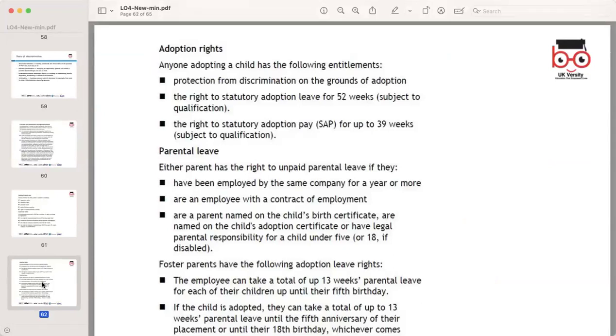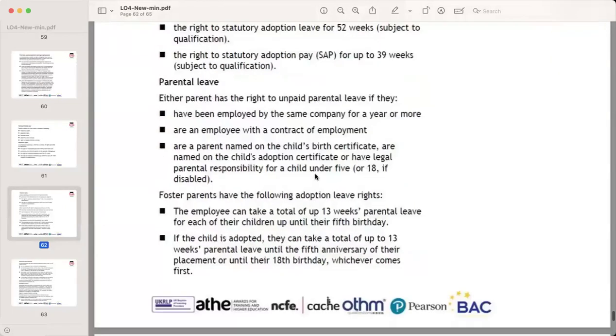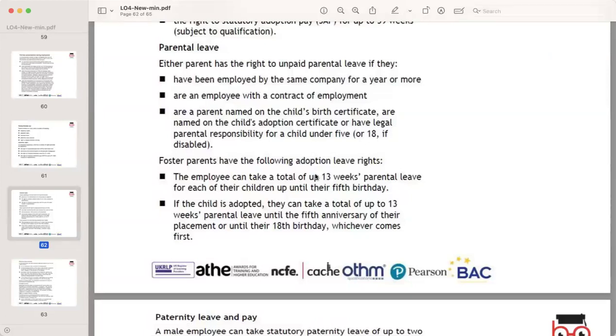Adoption rights for individuals adopting a child include protection from discrimination based on adoption, and entitlement to statutory adoption leave lasting 52 weeks, conditional on meeting qualifications, and eligibility for statutory adoption pay for a maximum of 39 weeks, again subject to qualification. Parental leave is available to either parent without pay under certain circumstances. To qualify, the individual must have worked for the same company for a year or more, hold an employment contract, and be a parent listed on the child's birth certificate, adoption certificate, or have legal parental responsibility for a child under 5, or 18 if disabled.